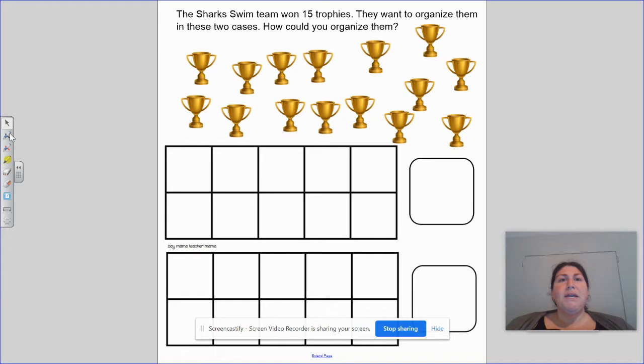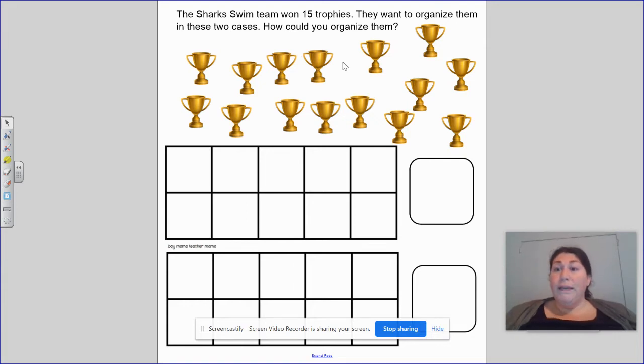So here we go. This is the question I'm going to ask you to think about first today. The Shark swim team won 15 trophies. They want to organize them into these two cases. How would you organize them? What you're going to do is try to think of a way in a moment to organize these. There are a lot of correct answers.